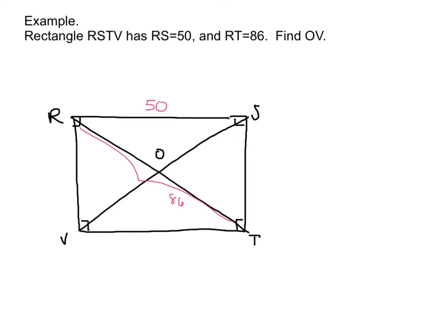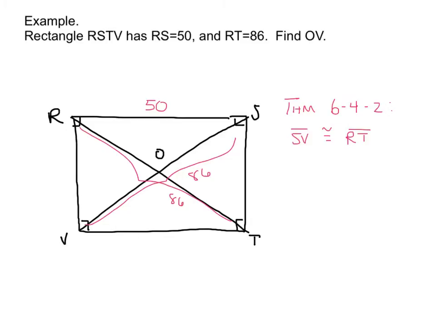So if we try to relate the two diagonals, if we try to relate SV and RT, well, luckily we have a theorem that does that. Theorem 6-4-2, that one that we just talked about, we can say that SV is congruent to RT. Alright, well that's helpful. The diagonals are congruent. What that means is that SV is also 86. Both diagonals are 86.